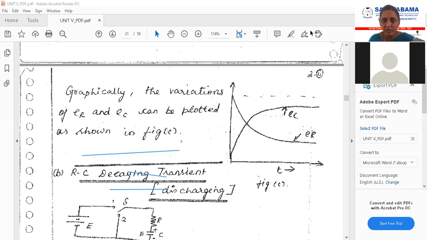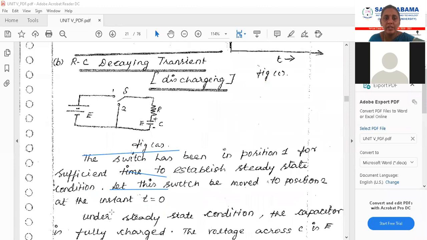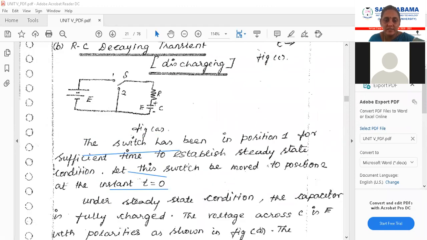Next, we will move on to RL transients discharging. Now, sorry, RC transients discharging. Now check here in this circuit. This is for RC transients discharging. We are considering a circuit connected in series of resistor and capacitor with a voltage source E. A switch is connected, which will be at position 1 for a long time, and then at t equal to 0, the switch position is changed from position 1 to position 2.